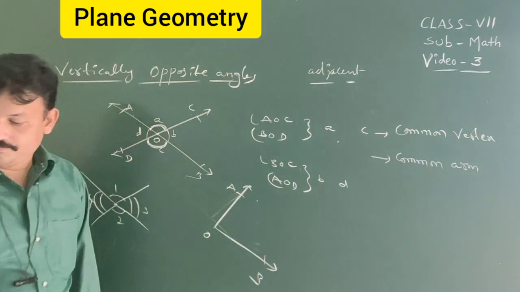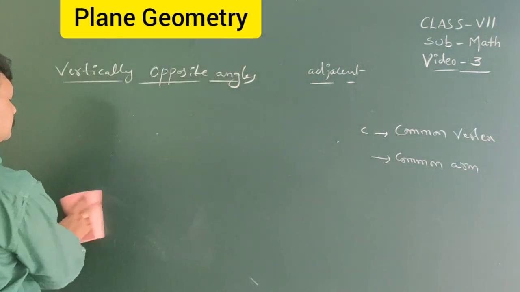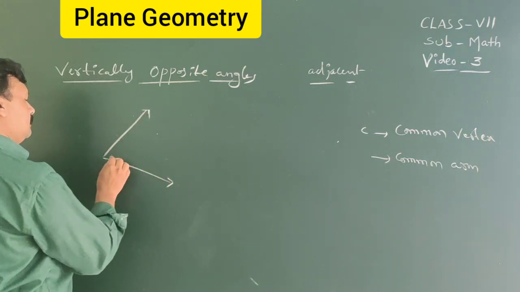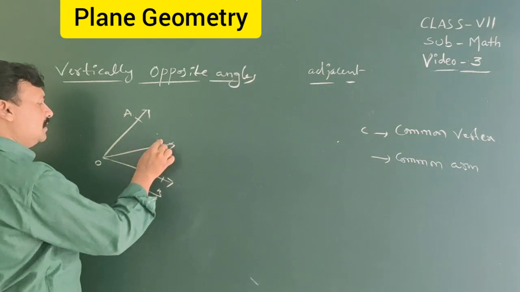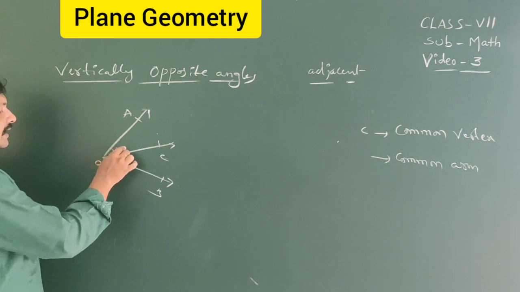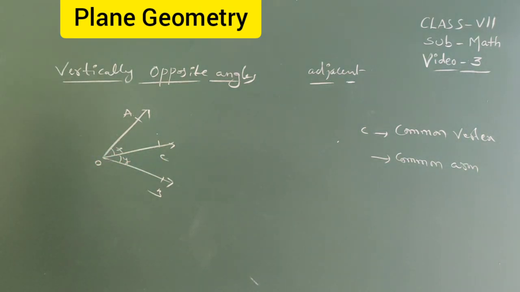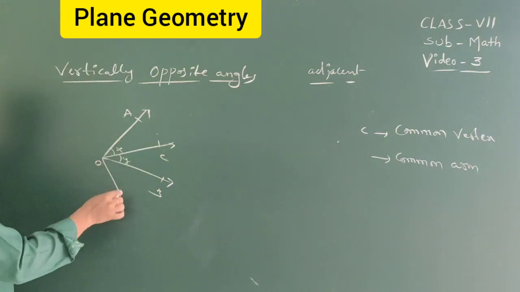Here A, O, B, and here C is given. Can you say AOC and BOC are vertically opposite angles? No, because they have a common arm. These are adjacent angles.